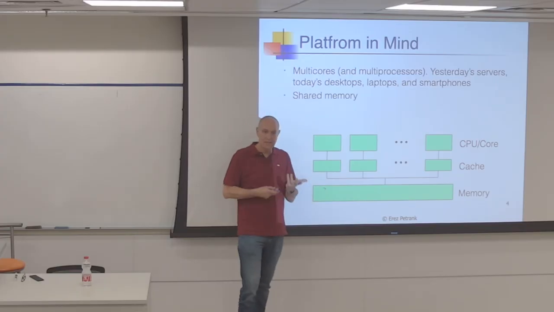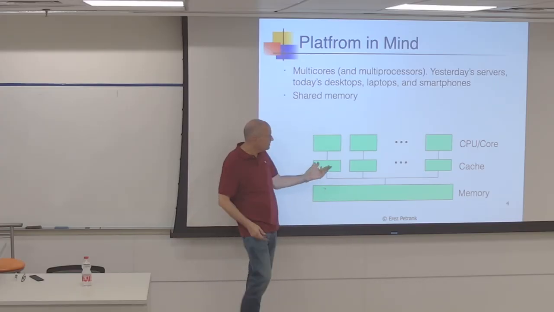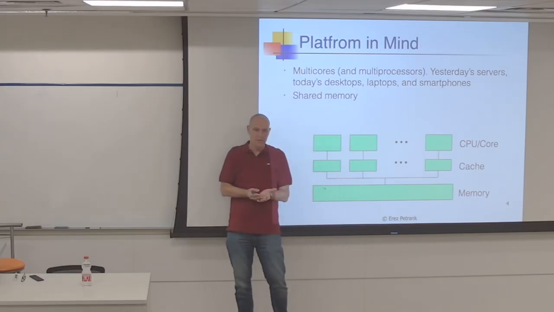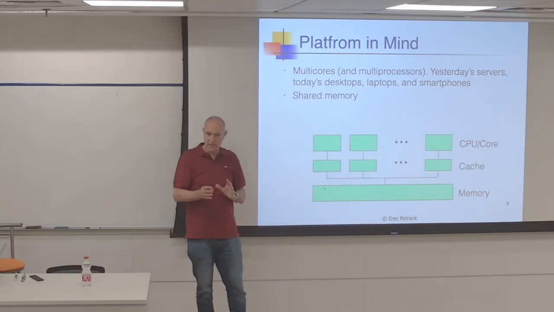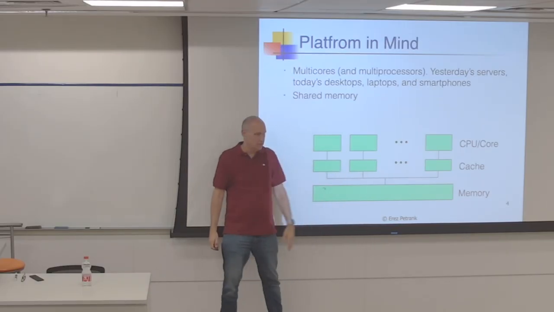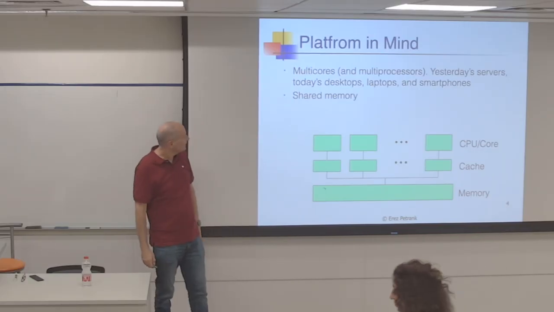There could be more complicated things. There could be several cores on the same processor, and then that one will have a cache, but we don't mind all of that. You can think of this as the model of the platform.